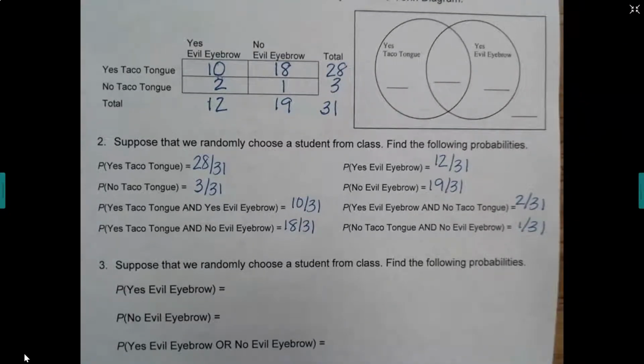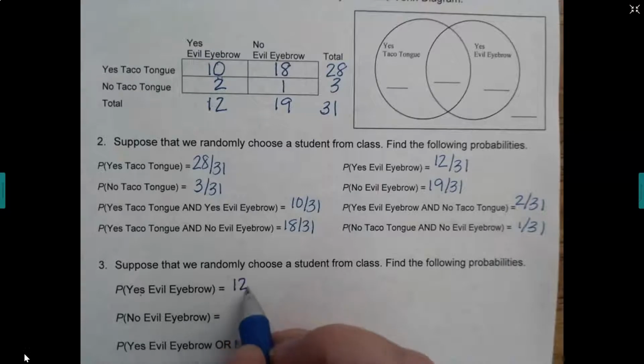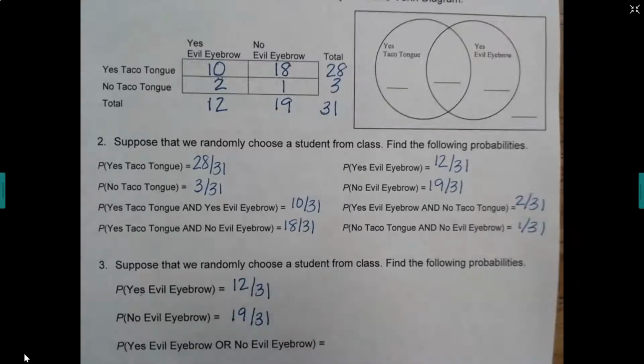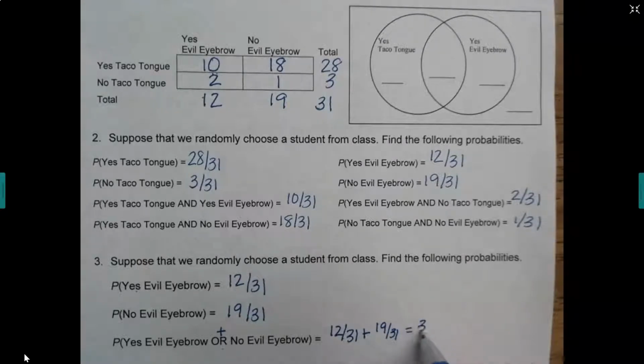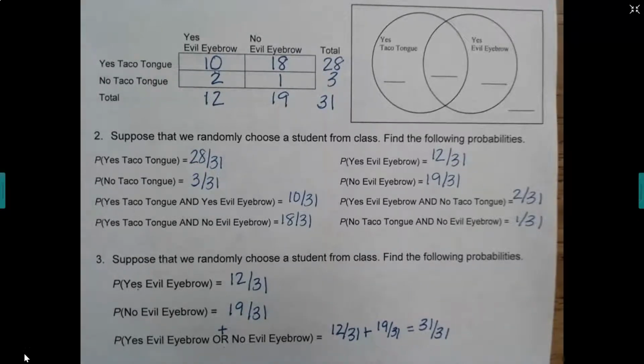So then we went through, and suppose we randomly choose a student and we're going to find the following probabilities. And we actually answered these already. Yes evil eyebrow was 12 out of 31. No evil eyebrow was 19 out of 31. And then yes evil eyebrow or no evil eyebrow, remember that or means plus. So yes evil eyebrow plus no evil eyebrow equals the probability of them together, which is 1, because that was everybody in the class.